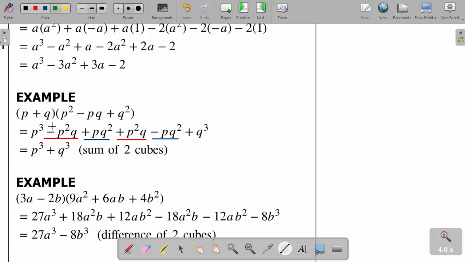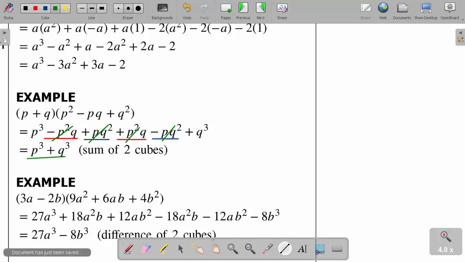So this one here is going to cancel out with this one here, and also this one is going to cancel with this one here as well. And then I'm left with what? I'm left with only p to the power 3 plus q cubed. This one is called the sum of two cubes that we're going to see in some questions to come ahead.